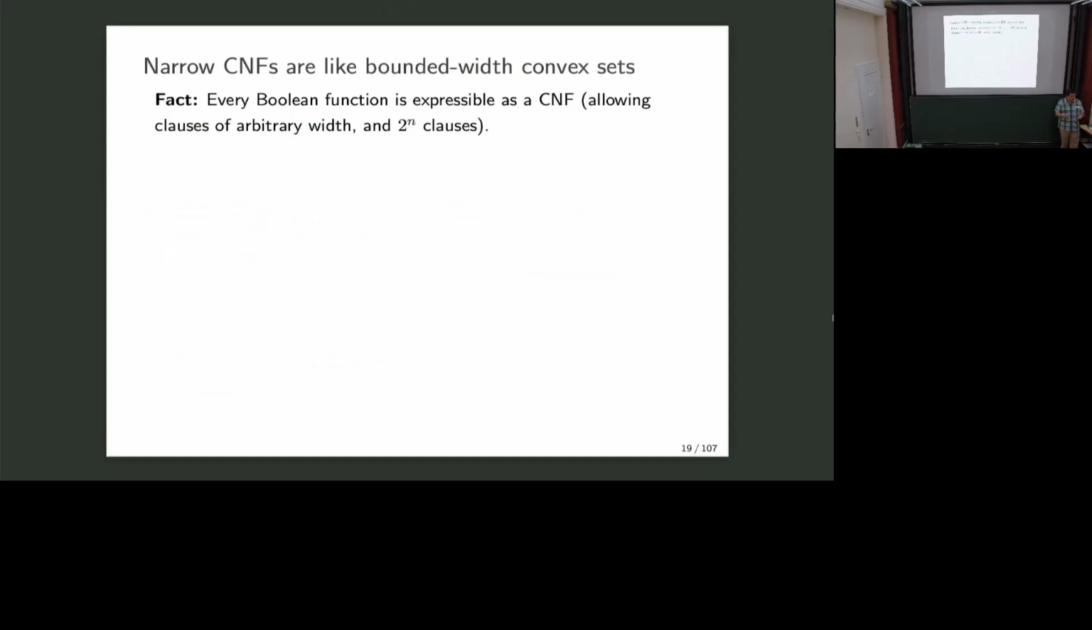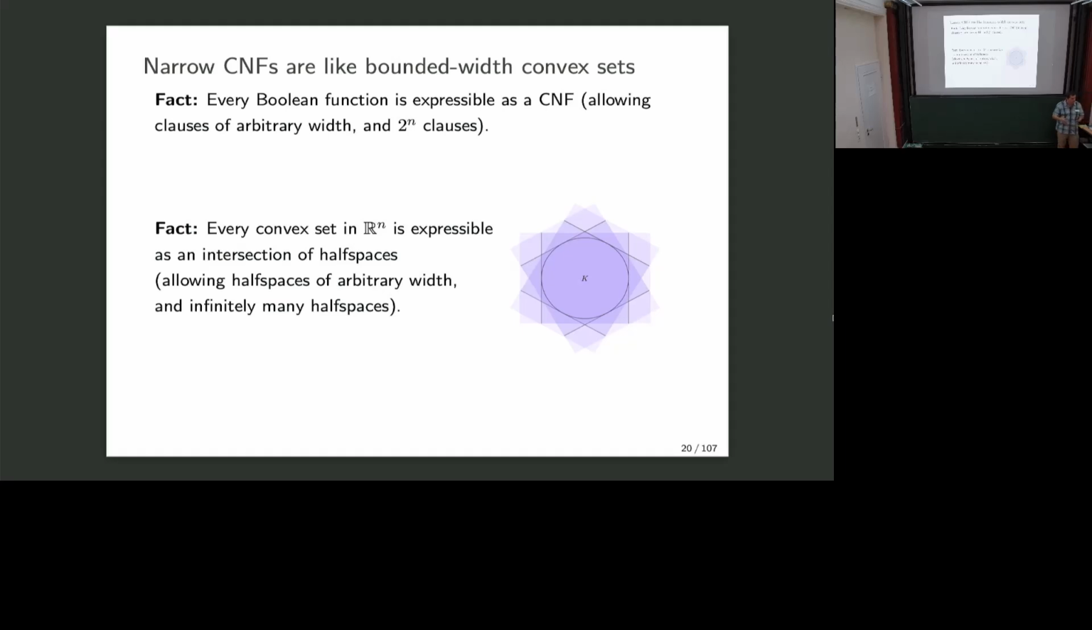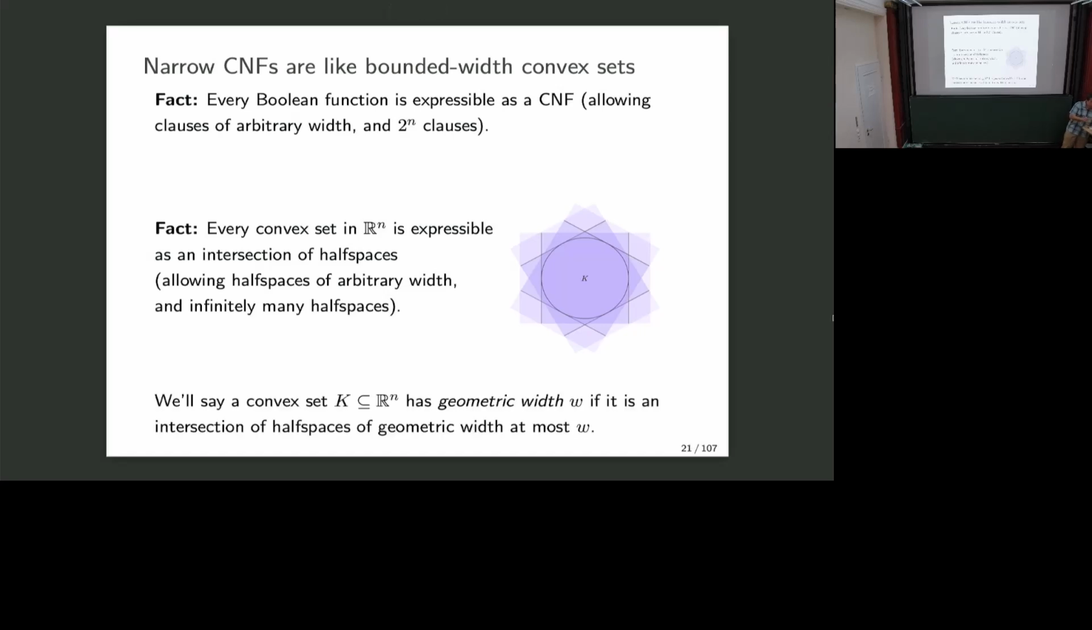So if you intersect a bunch of narrow clauses, you get a narrow CNF. If you intersect a bunch of narrow half spaces, you get something we'll call a bounded width convex set. We remember that every Boolean function can be written in some way as a CNF formula. If you allow yourself enough clauses, maybe 2^n clauses, then you allow yourself arbitrary width. Well, analogously, every convex set in Euclidean space is expressible as an intersection of half spaces. You just take all the supporting hyperplanes. And again, we may have to allow half spaces to be very far from the origin, depending on what the convex set looks like. We may need infinitely many half spaces if the convex set is curved or something like this. So we have an analogy taking shape, and we'll say that a convex set has geometric width w if it's an intersection of half spaces that are all at distance at most w from the origin. I think this is a reasonable analog of width w CNF formulas in the Gaussian setting. Okay?